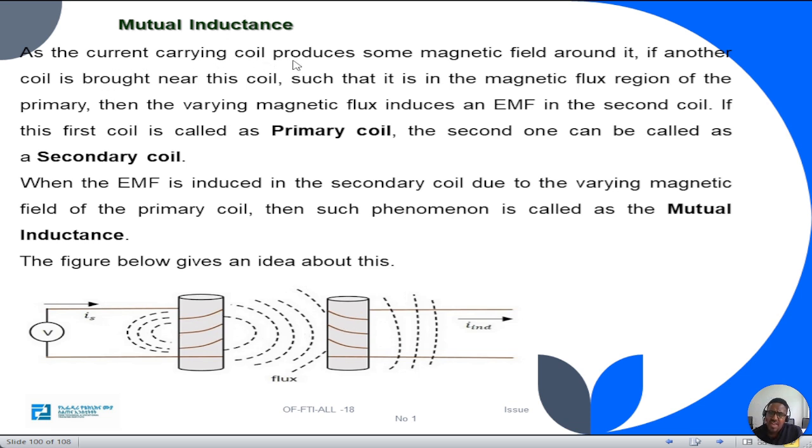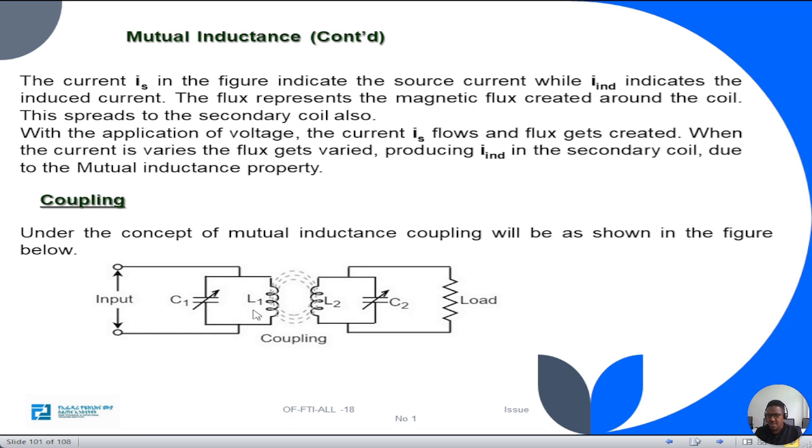A current carrying coil produces a magnetic field around it. If another coil is brought near this coil such that it is in the magnetic flux region of the primary, then the varying magnetic flux induces an electromotive force in the second coil. The first coil is called the primary coil, the second one the secondary coil. When the EMF is induced in the second coil due to the varying magnetic field of the primary coil, such a phenomenon is called mutual inductance. The same principle applies in the double tuned circuit.